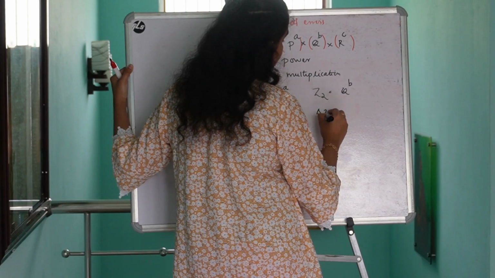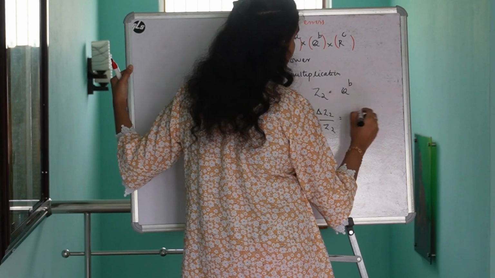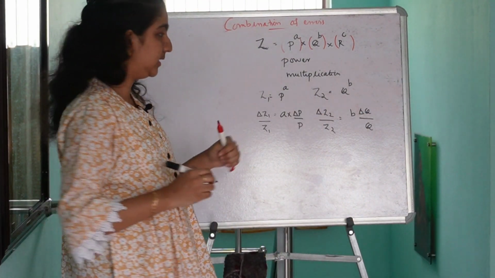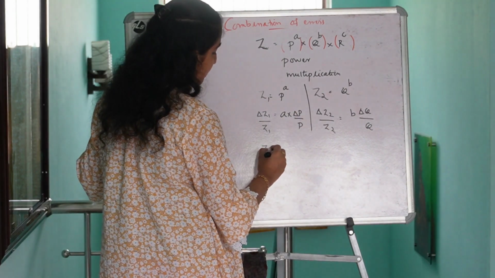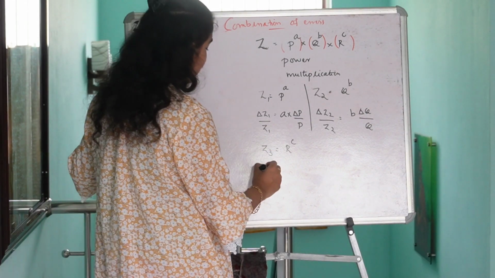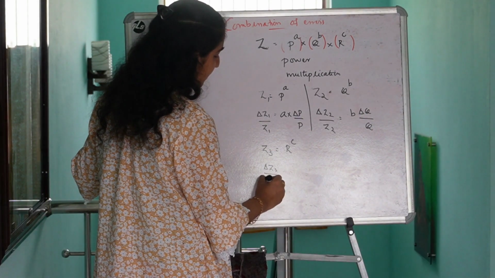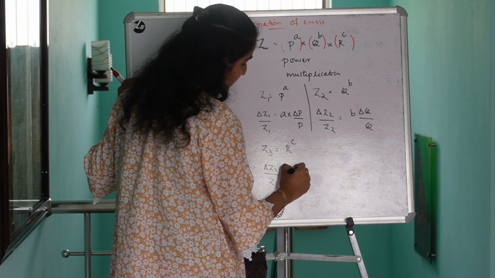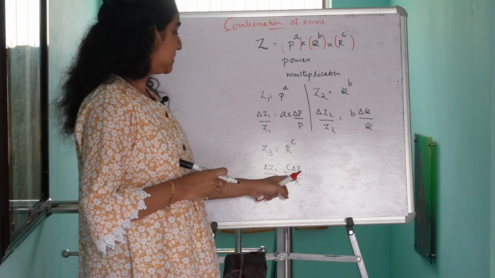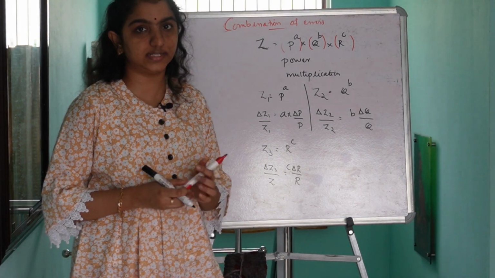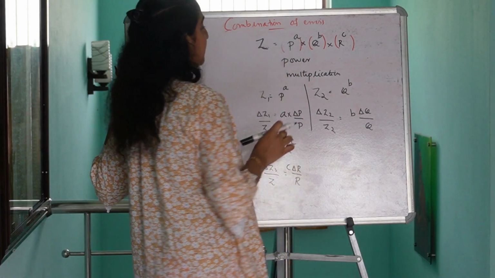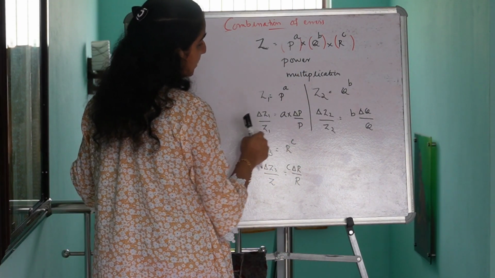is equal to b into del q by q. And again, if suppose z3 is equal to r power c, what is the relative error in the resultant? That is equal to c into del r by r. Is it clear, guys? So the relative error in p power a is equal to a into del p by p.